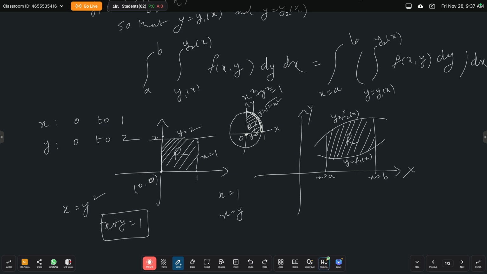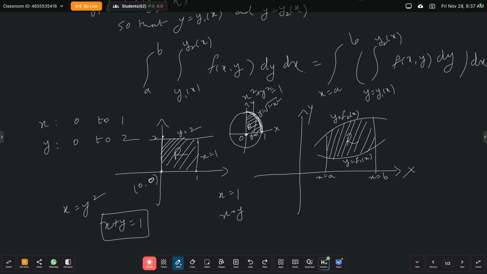If the given limits are constant limits, you can follow the order of the given integration, dx dy or dy dx. Otherwise, if you want to find the limits for the given region, you must write one fixed limit. Fixed limit means constant limit. One is a constant limit, one is a variable limit. Then only we can get the exact region value.